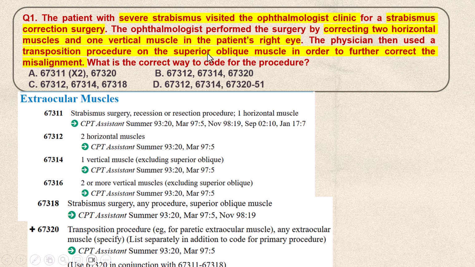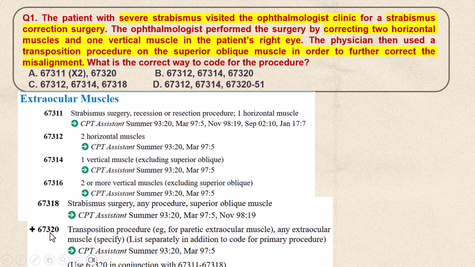Other than 2 horizontal muscles, you can see 1 vertical muscle in the patient's right eye. So 1 vertical muscle also you have to code. So you can see 67314. That is 1 vertical muscle, excluding the superior oblique. So 312 and 314 should be there. Again, B and C are suitable. So let's see the other part.